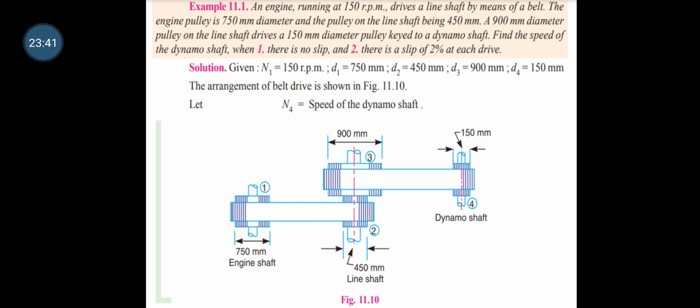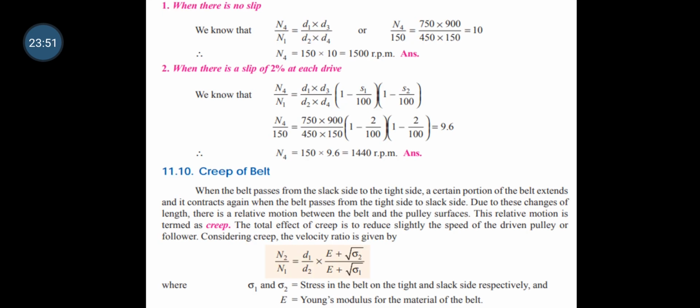First we consider no slip. The final speed is N4. N4 by N1 is equal to D1 into D3 divided by D2 into D4. Substituting the known values, N4 is equal to 1500 rpm. There is no slip.